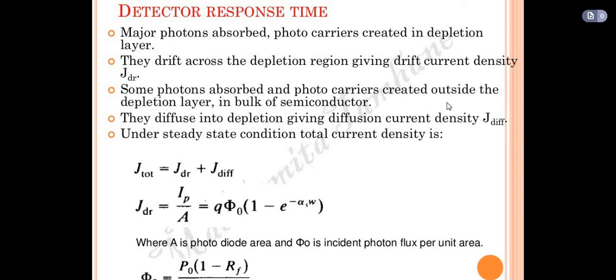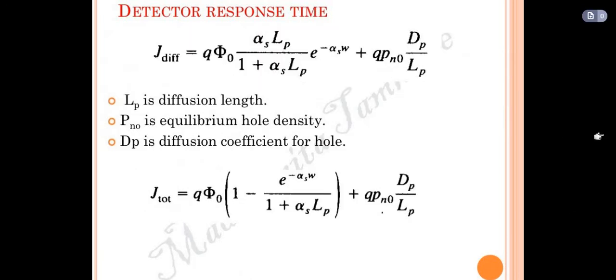And what kind of condition are we considering for this? Under steady state condition, the total current density is given by this particular formula, right? So by using all these parameters, we can find out its drift current. Clear? This is the way we can substitute and obtain the detector response. So for the total, J diffusion density current is given by Q phi naught alpha s of L_P over 1 plus alpha s of L_P, e power minus alpha s omega.